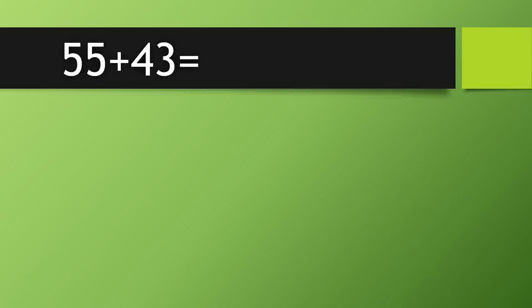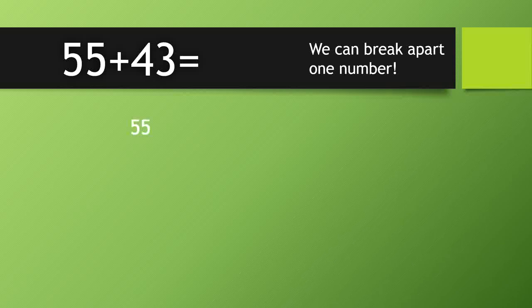Next problem, and this is our last one, boys and girls. You're doing great. 55 plus 43. Which strategy should we use this time? We can break apart one number. Excellent. I think this is a good one to practice an extra time. Let's go ahead and do it. 55 plus 43 equals blank. Which number should we leave alone this time? I'm going to choose 55, and we'll separate out 43. If I'm going to separate 43 into tens and ones, what two numbers will I have, boys and girls?